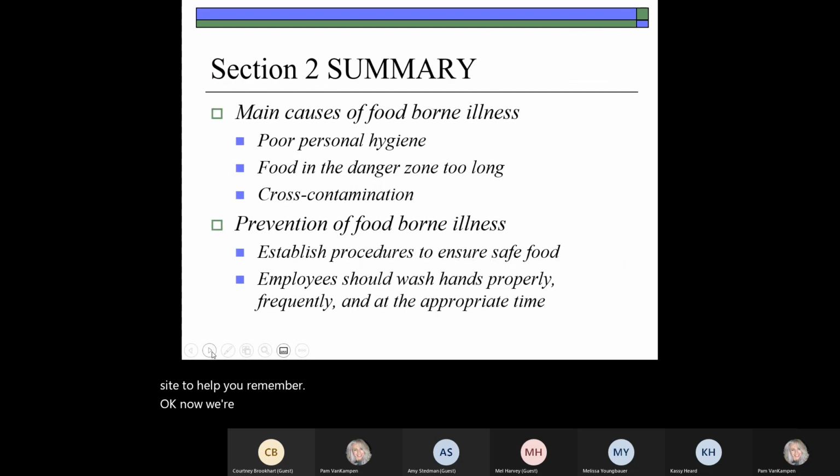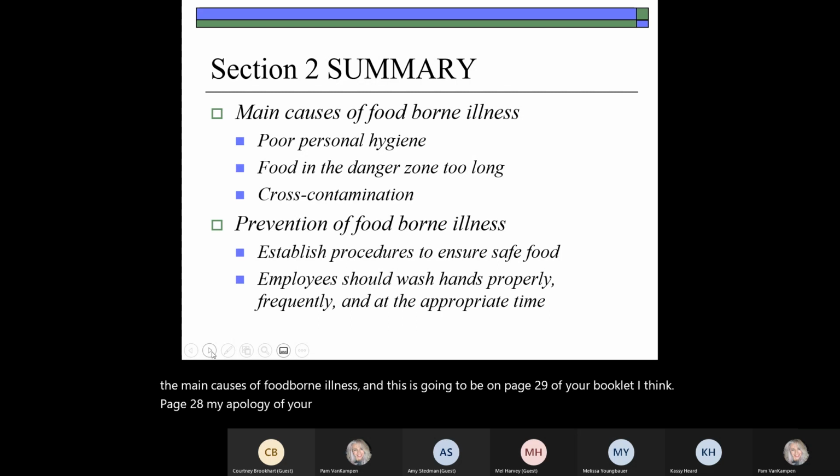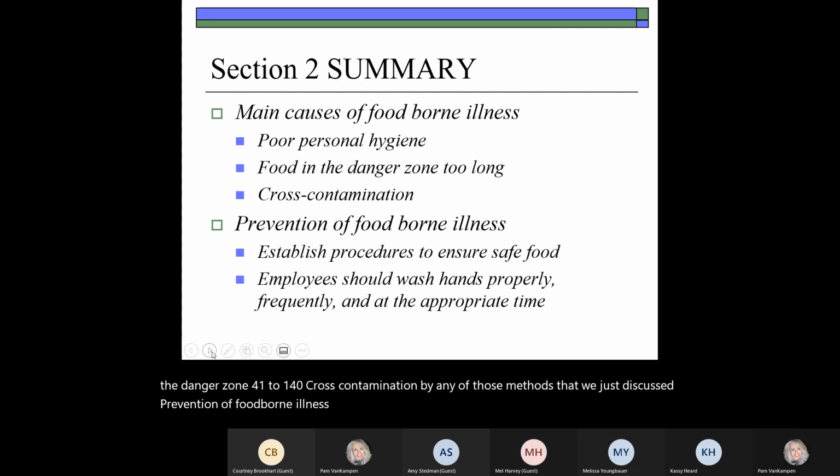Okay, now we're going to pop back to page 28 and just do a summary of section 2 real quick. So the main causes of foodborne illness, and this is on page 28 of your booklet, are poor personal hygiene, not washing hands, and food in the danger zone too long, no more than 4 hours, and ideally we don't want it there at all. Again, the danger zone is 41 to 140. And cross-contamination by any of those methods that we just discussed. Prevention of foodborne illness is by establishing and following procedures to safely handle food, and make sure you're washing your hands.